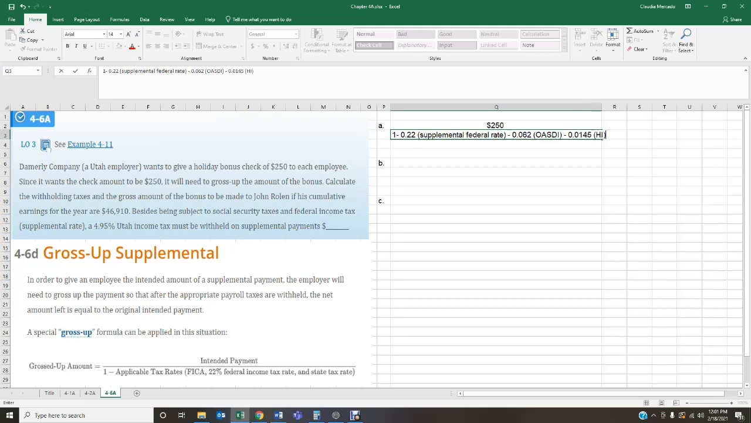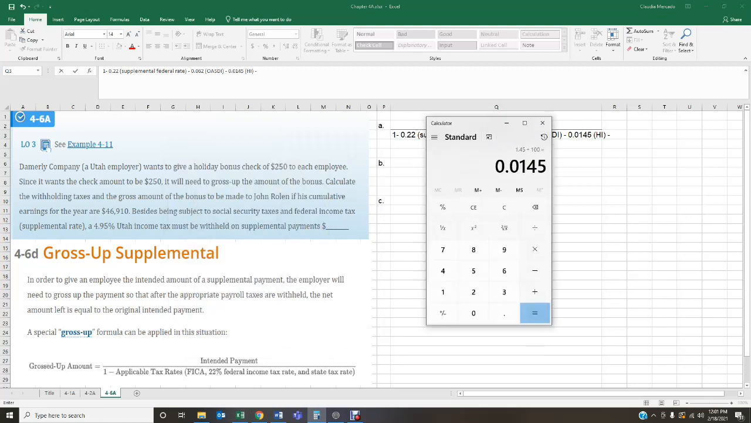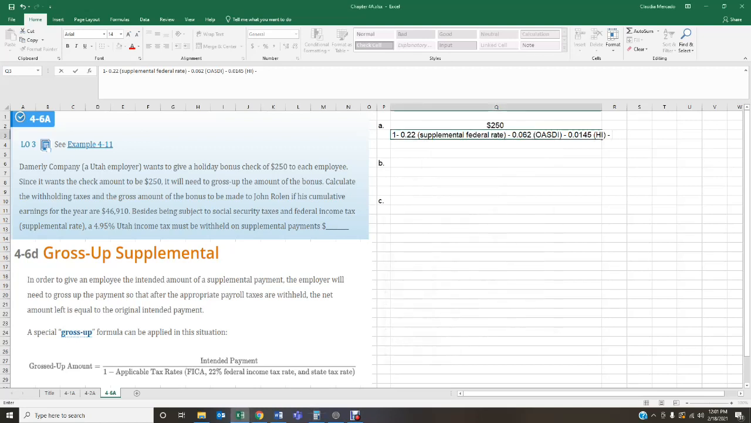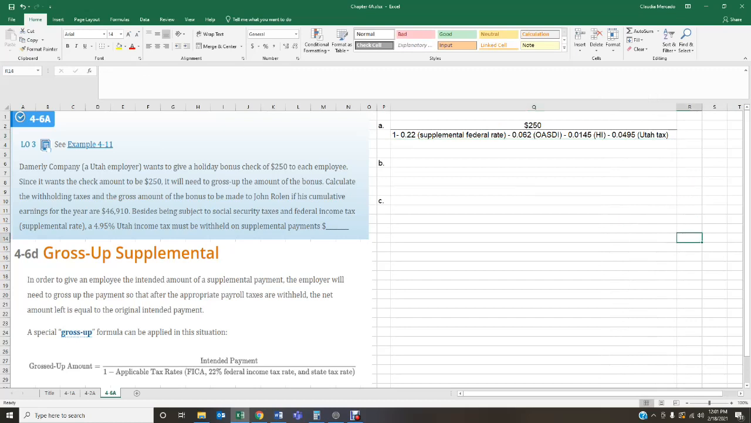And then last but not least, we're going to deduct our state tax rate, and our state tax rate in this problem is 4.95%. 4.95 divided by 100 is going to be 0.0495. This is my Utah tax. So this is my formula.